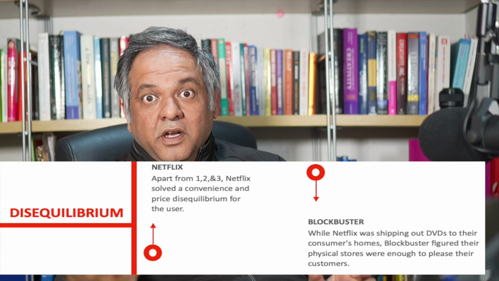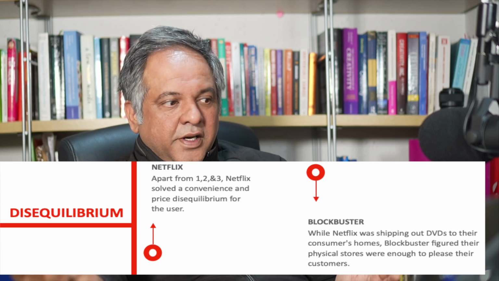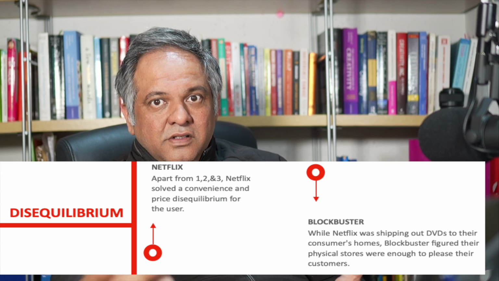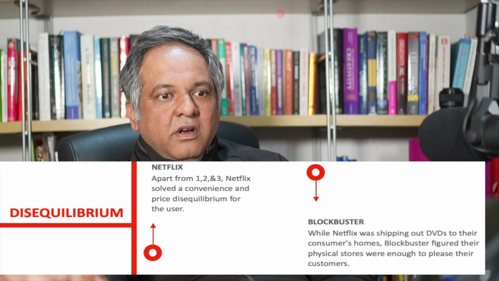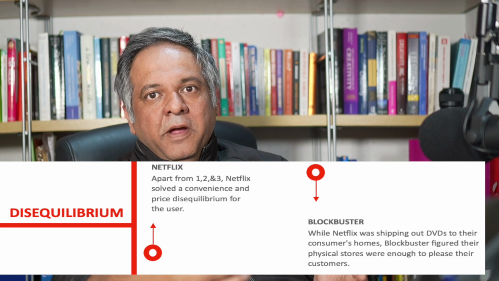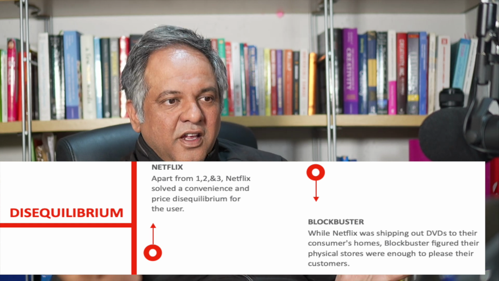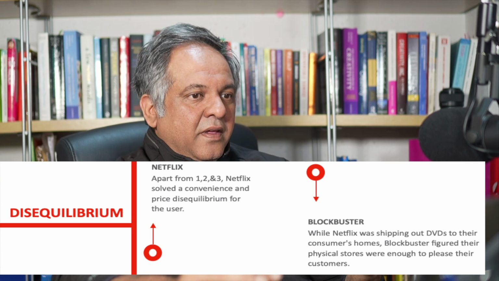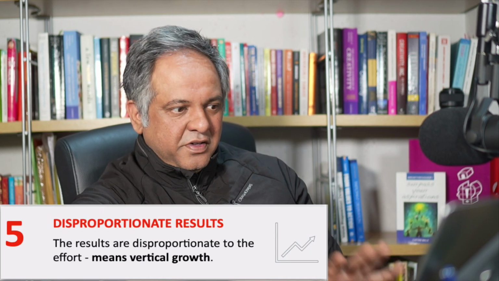An example of it can be studied with Netflix and Blockbuster. Netflix solved the problem by solving the price disequilibrium by shipping DVDs directly to the customers in the early days, whereas Blockbuster was hell bent on people coming to their stores for the experience. We know who won the war at the end of the day. And the last element of innovation is something called disproportionate results.